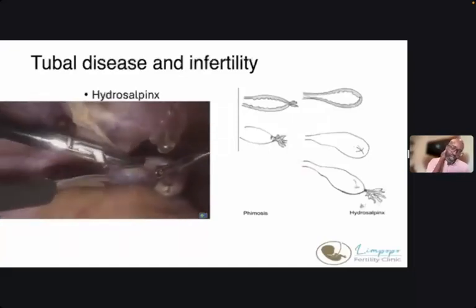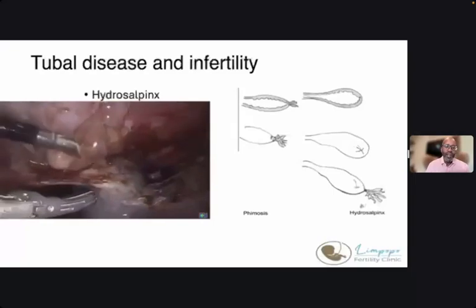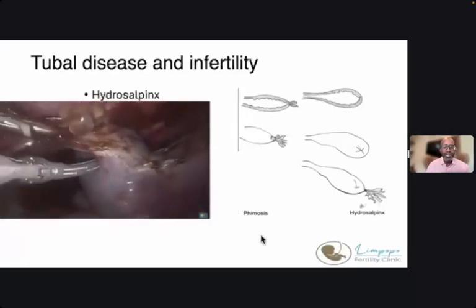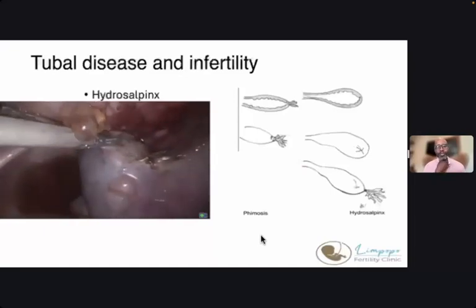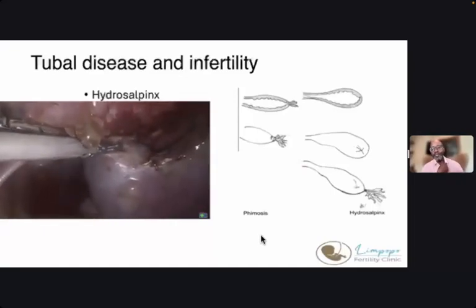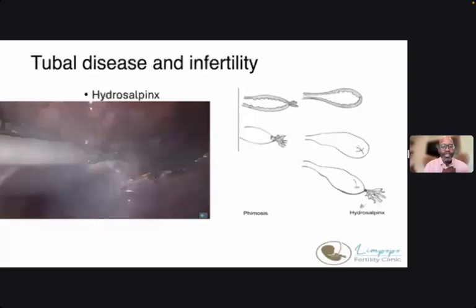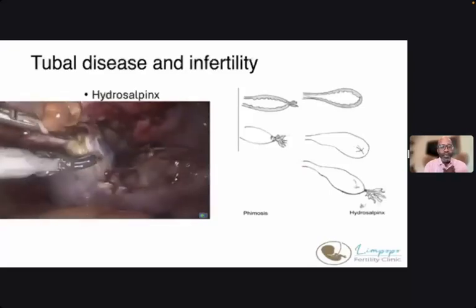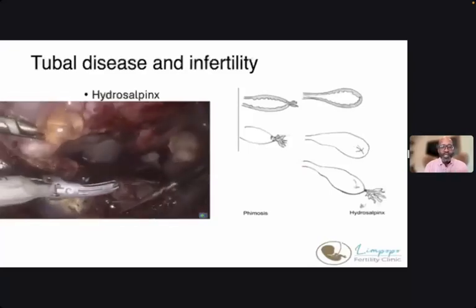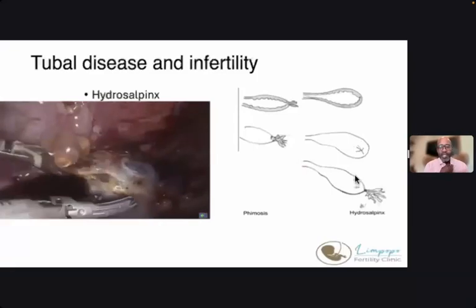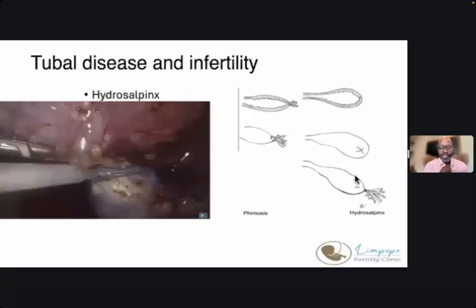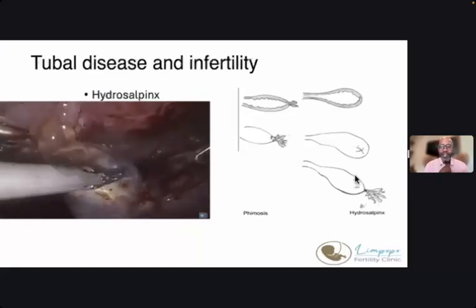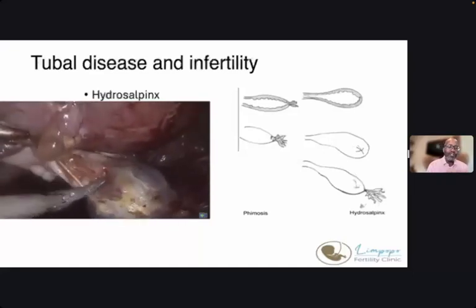But what I wanted to show you is that you need to differentiate between phimosis and hydrosalpinges. Phimosis is incomplete or partial tubal obstruction, and it's really amenable to surgery since tubal mucosa is not damaged in the vast majority of cases. While hydrosalpinges, on the right side of the screen, there's complete tubal obstruction and must be diagnosed because if left untreated, it may impair the results of IVF.